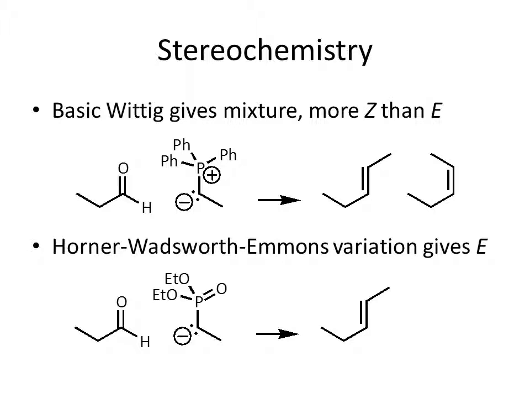I don't want to belabor this, but the simple Wittig reaction gives a mixture of stereoisomers. If on the previous example I used a symmetrical ketone, here I've got an aldehyde, propanal. And notice, depending on the orientation of this group to this group, I will get two different possible stereoisomers of my alkene. You get a mixture, more Z than E, it turns out.